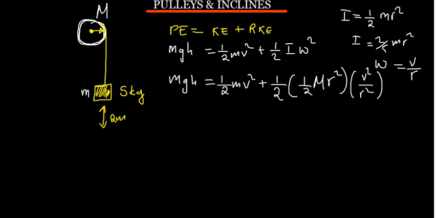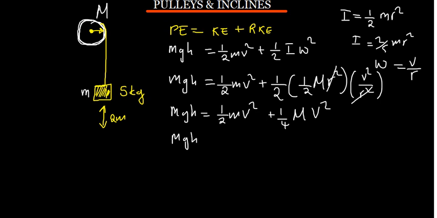So I was actually saying angular velocity squared is equal to linear velocity squared divided by radius squared. So now in this you are going to say mgh is going to be equal to half mv squared plus this is going to now give us 1 over 4 capital M. R squared will cancel with R squared, so we remain with V squared. So this will give us mgh being equal to, we can now add like terms.